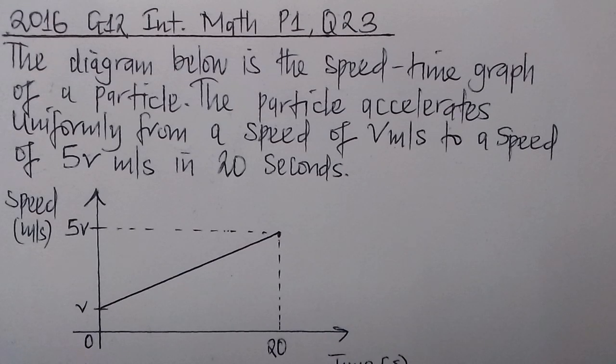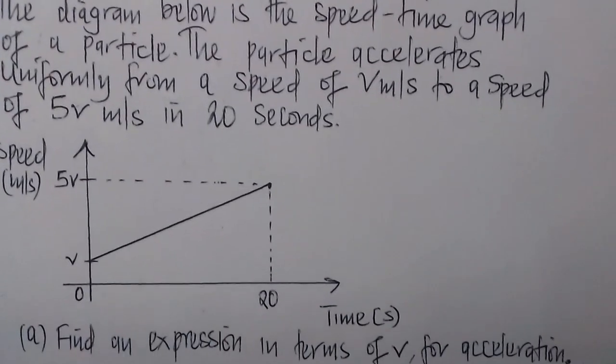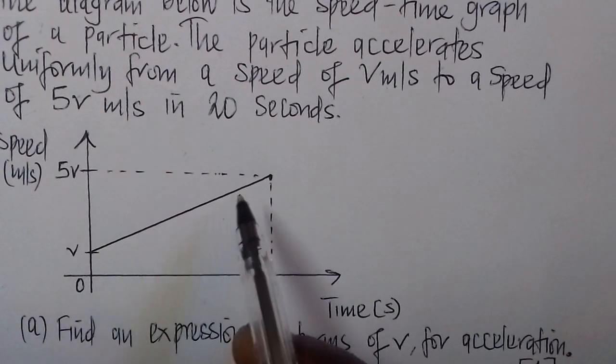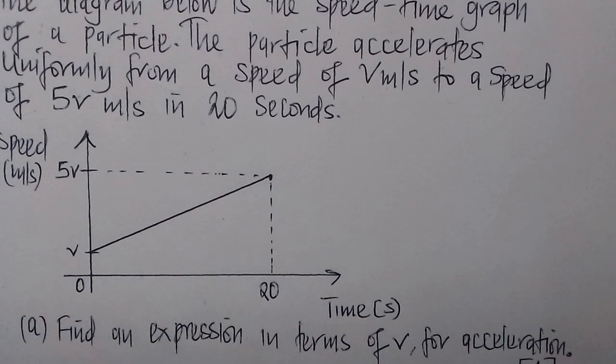Hello viewers, with me here I've got a question on travel graphs. This is a question that was given in 2016 grade 12 internal math paper 1, question 23. The question reads, the diagram below is the speed time graph of a particle. The particle accelerates uniformly from a speed of v meters per second to a speed of 5v meters per second in 20 seconds. So this is what the diagram is showing, from v to 5v in 20 seconds.